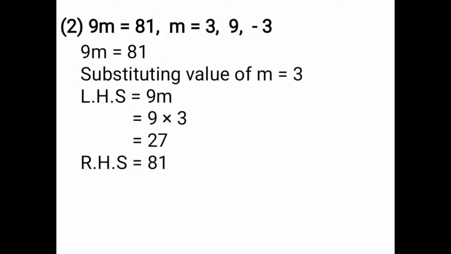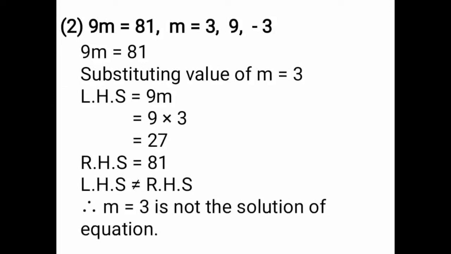You have to compare whether the left side is equal to right side or not. Left side you got the answer 27. Right side number is 81. Left side is not equal to right side. Therefore m is equal to 3 is not the solution of the equation. Other value of m variable, what is given? 9. So you have to solve this sum again by substituting value of m is equal to 9. You have to follow the same process how I have solved by substituting value of m is equal to 3.